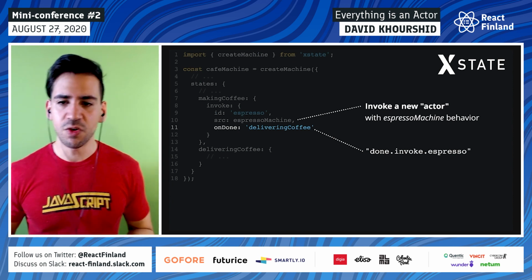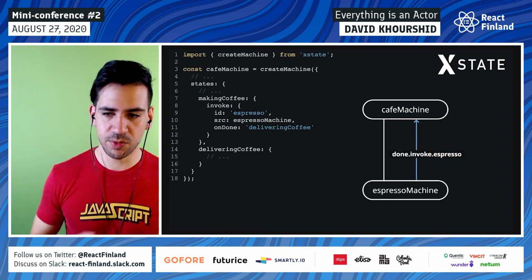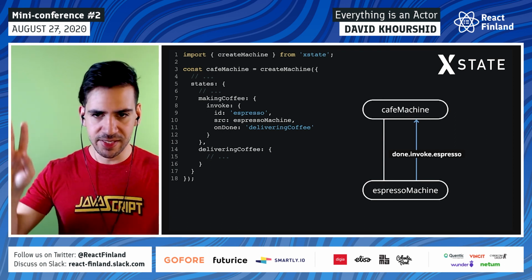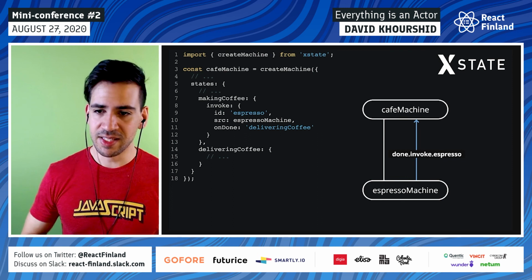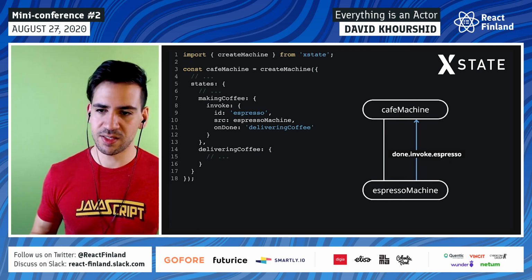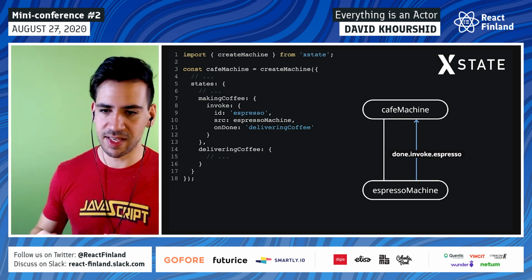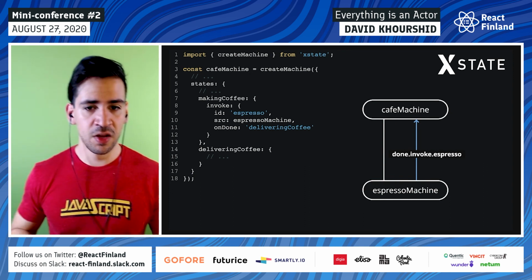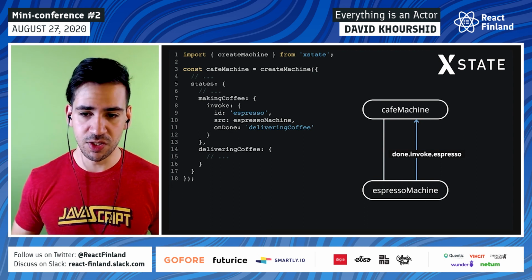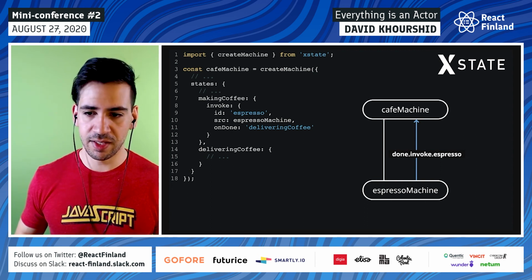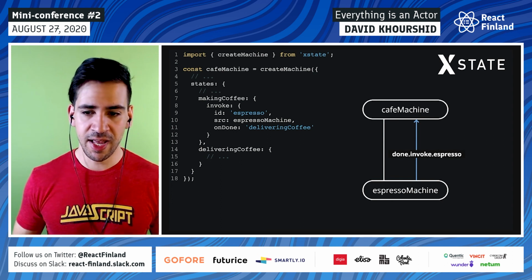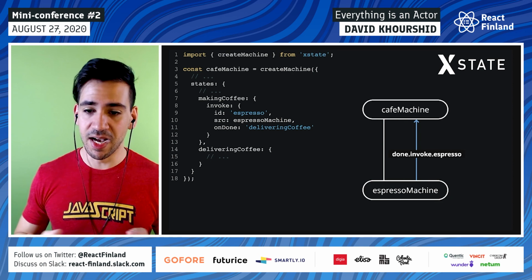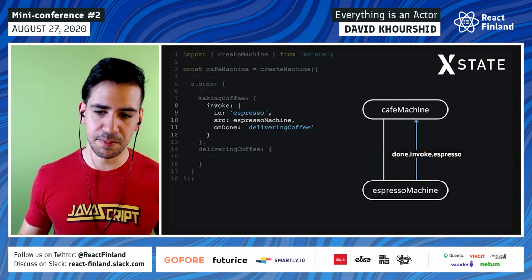So there's no special way for XState, or any actor model implementation, to know whether an actor is done or not. Done is just a message, and so that's why the invoked actor has to send that special done message back to the cafe machine. So when we invoke the espresso machine, we're creating a new actor with espresso machine behavior, and that actor should eventually send that special done.invoke.espresso machine back to the parent.